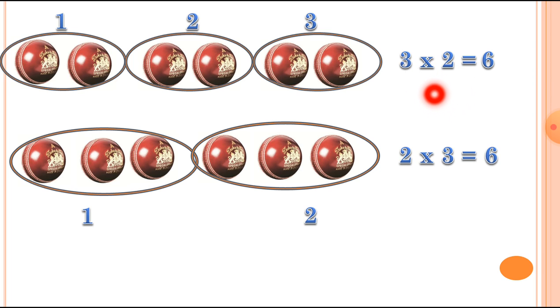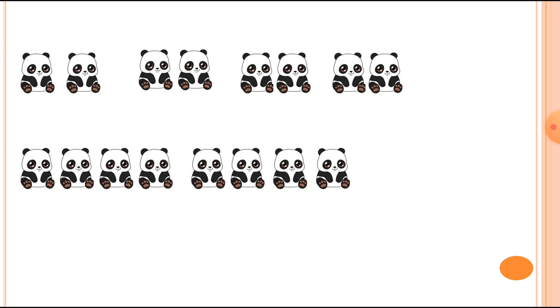We are just interchanging the number. Here we are taking the 3 number first and here we are taking the 2 number first. But you can see this, we are getting the same answer. We are getting the same product. You can call it a multiplication fact. Let's see the next example so you will understand this better.